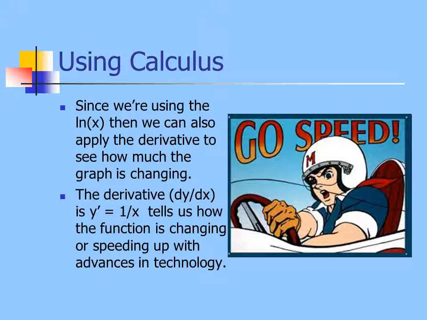Using calculus. Since we're using the natural log of x, we can also apply the derivative to see how much the graph is changing. The derivative tells us how the function is changing or speeding up with advances in technology. So here the derivative of Classen's technology function is 1 over x. Next, we will talk about how this affects the overall future of the usefulness of technology.